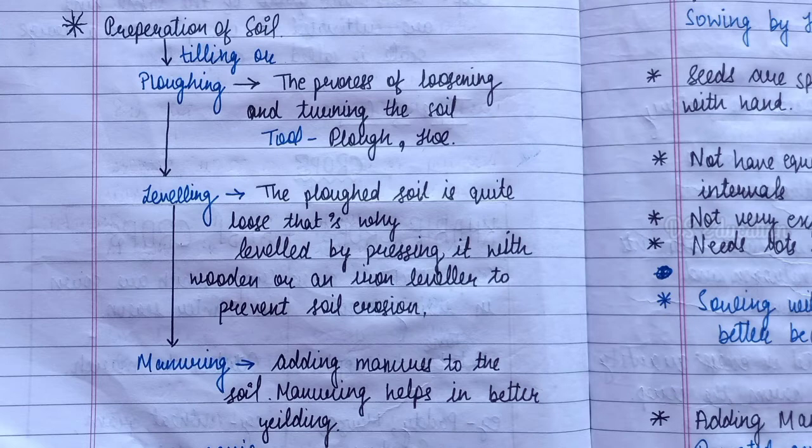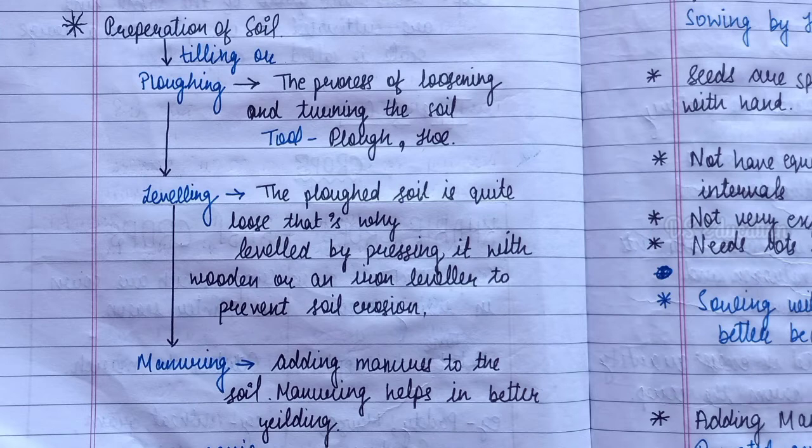First, preparation of soil. Plowing. The process of loosening and turning the soil is called plowing. Tools used are the plow and hoe. Now second is leveling. The plowed soil is quite loose, that's why it is leveled by pressing it with a wooden or an iron leveler to prevent soil erosion.